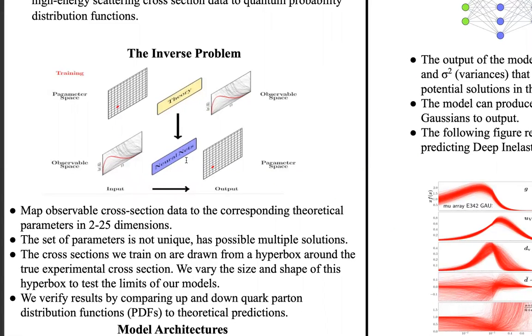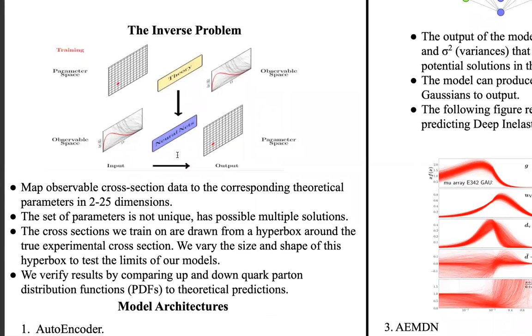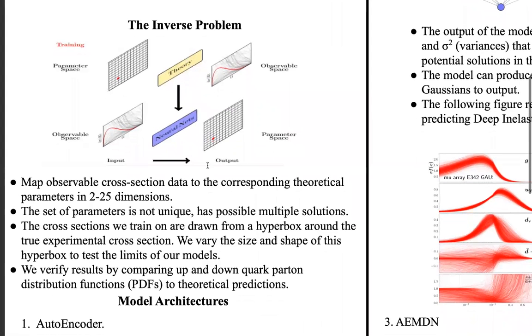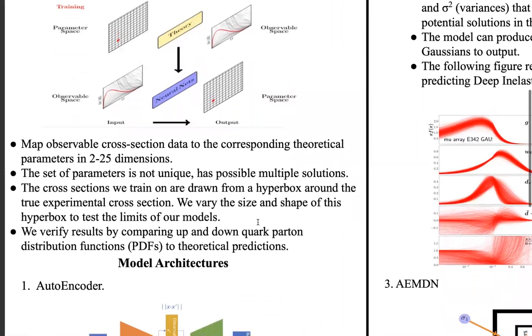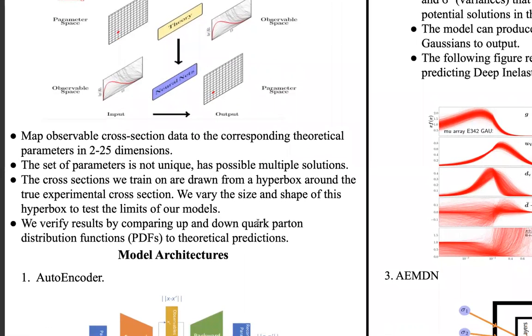using a neural network. This is called an inverse problem because the set of parameters is not unique, so the solution space can have multiple solutions, a set of multiple solutions. Our research focuses on cross-sectional data that correspond to a range of 2 to 25 parameters. In addition, the cross-sections we train on are drawn from a hyperbox around a true experimental cross-section. We can vary the size and shape of this hyperbox to test the limits of our models.